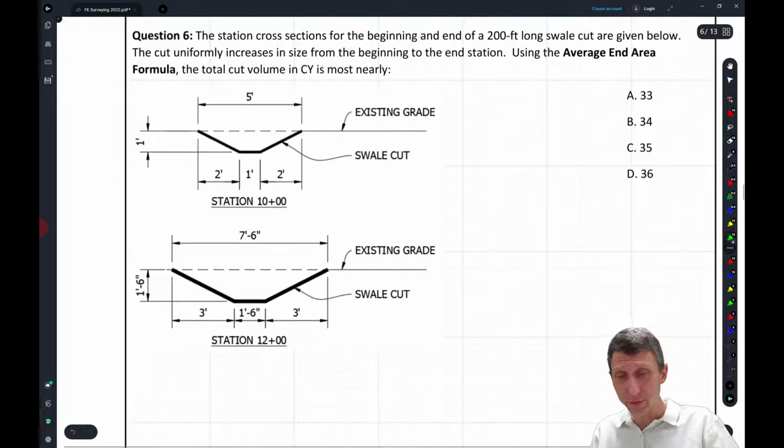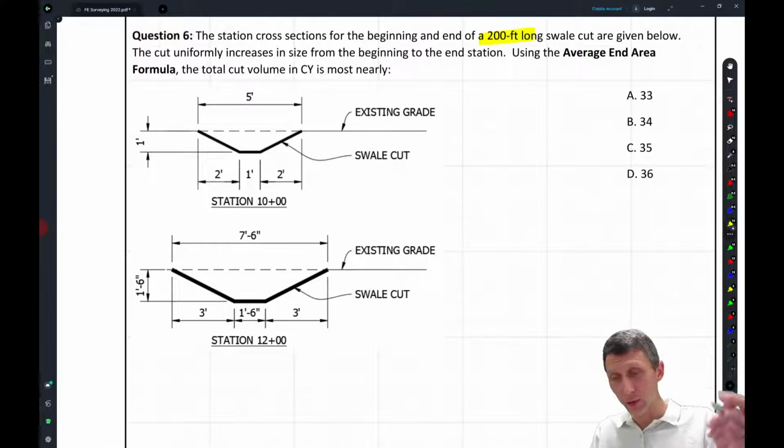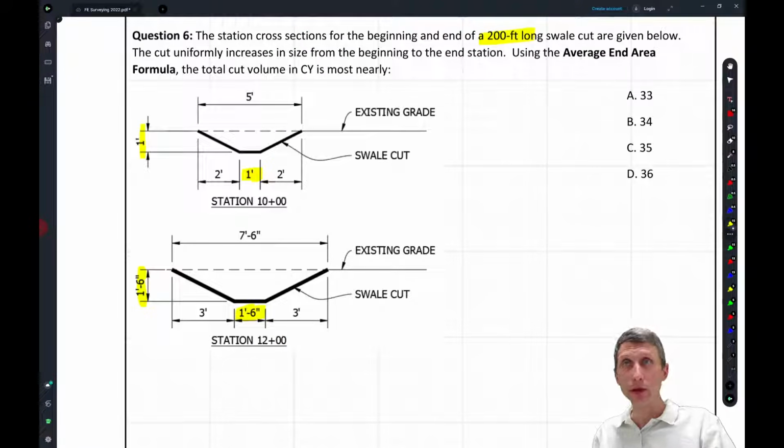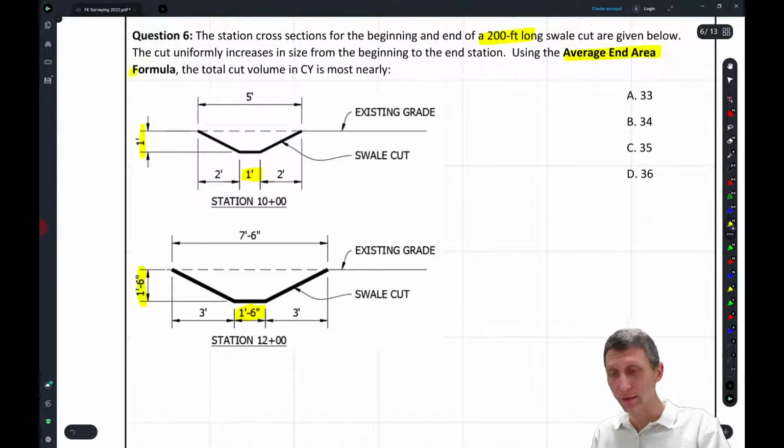So the average end area formula is just like it sounds. In this question, we have a 200-foot long swale. We have to cut it, and it uniformly increases in size, from 1 foot to 1'6", and in depth from 1 foot to 1.5 feet. We want to find the total cut using the average end area method.